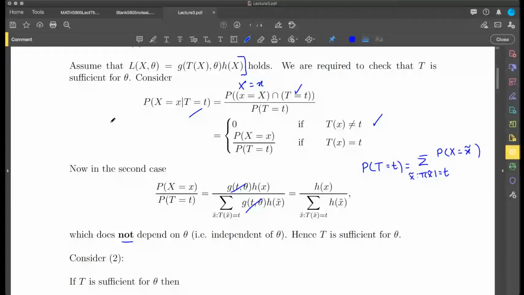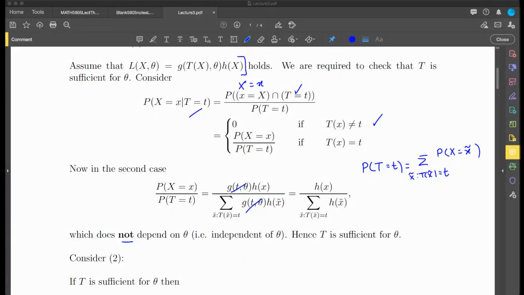Any questions on the first proof there? Yeah. Sorry, is X sufficient for theta as well? No. So X is my observations here. So you mean the whole sample? Yes, the whole sample is sufficient. Yes. Sorry. Yes, of course.